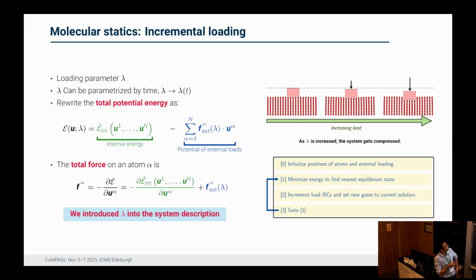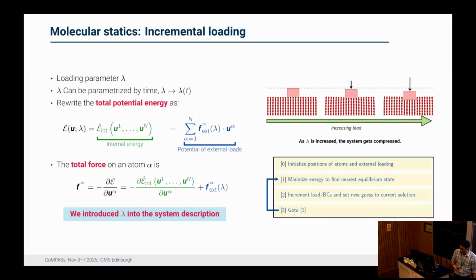Now we introduce an additional parameter into the potential energy, that is epsilon of u colon lambda. The reason is that at each lambda you can have a different potential energy surface. As lambda keeps changing, the potential energy surface keeps evolving, and people usually use incremental loading simulations. Essentially, they increase the load a bit and then minimize, again load it a bit, minimize.